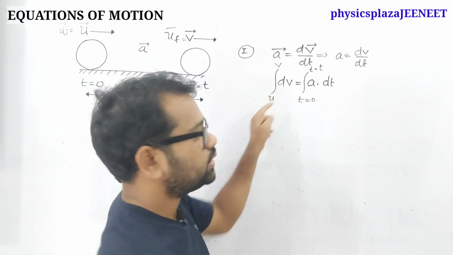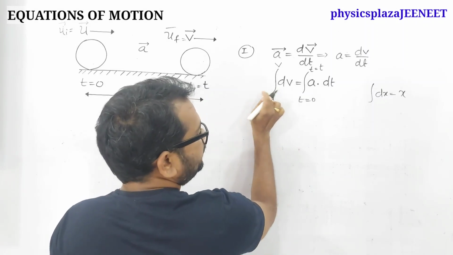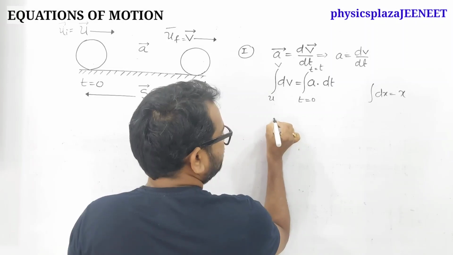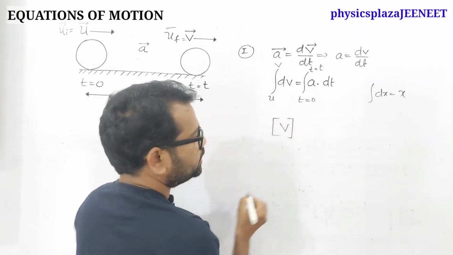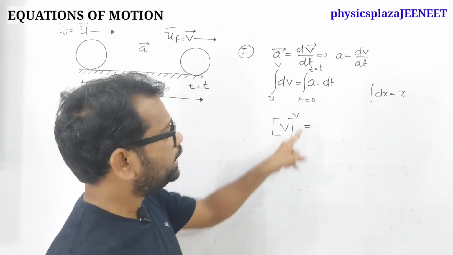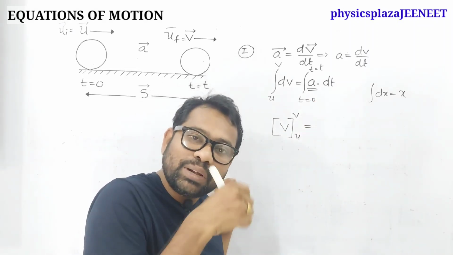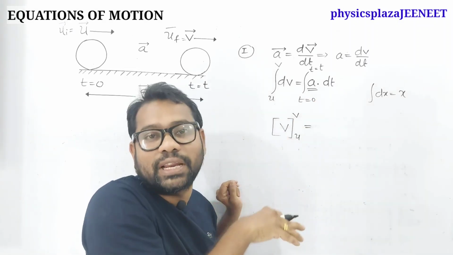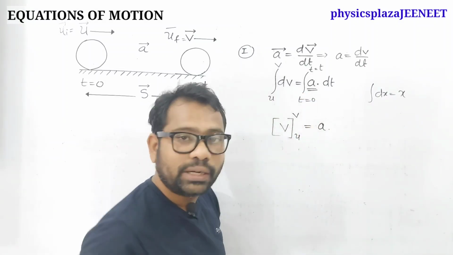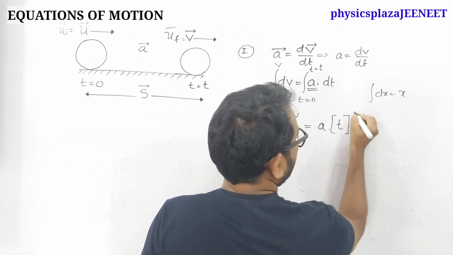Children, let us recall, differentiation of dx gives x. Similarly, sorry, not differentiation, it's integration. Integration of dv can be v. But here there are some limits, right? So this is lower limit u, upper limit v, is equal to the integration of a dt. Children, here a is a constant. A constant can't be integrated, so you have to take it out of the integration. So it is a into the integration of dt, which will be t only, right? And here the limits are 0 to t.